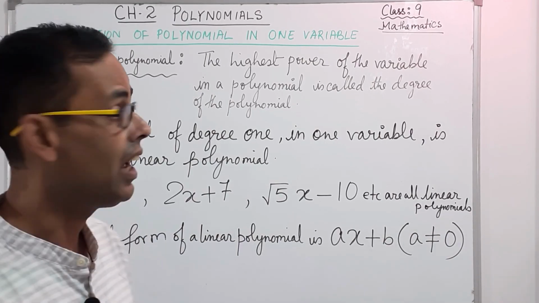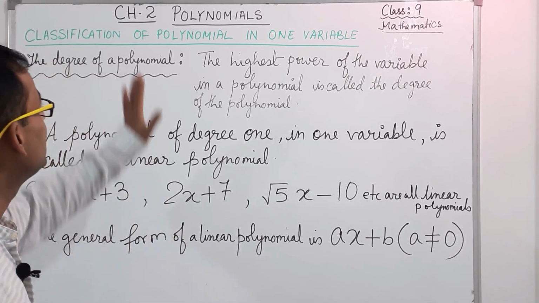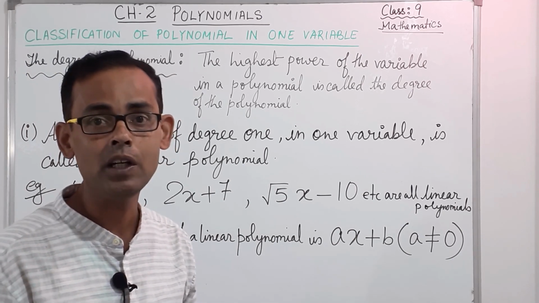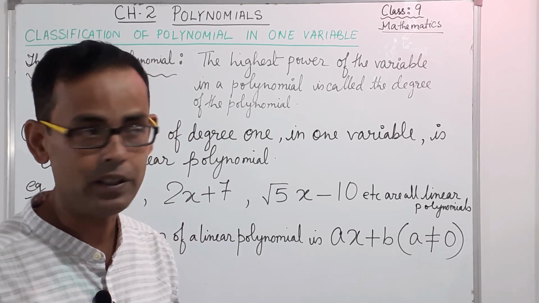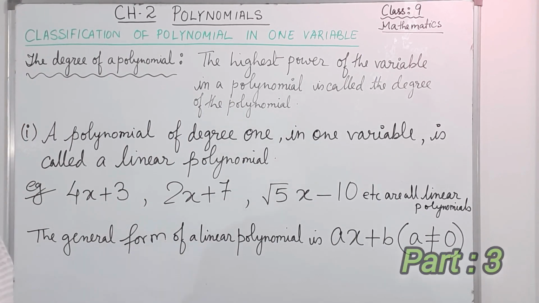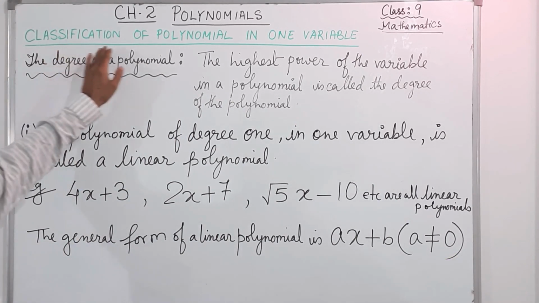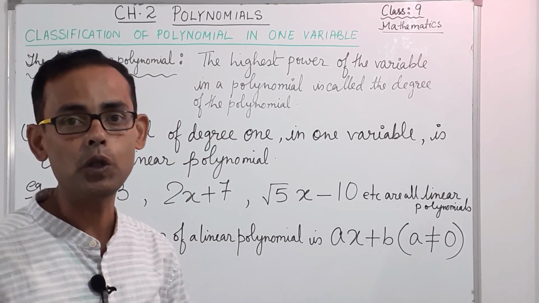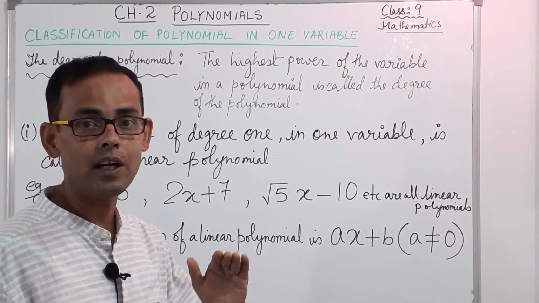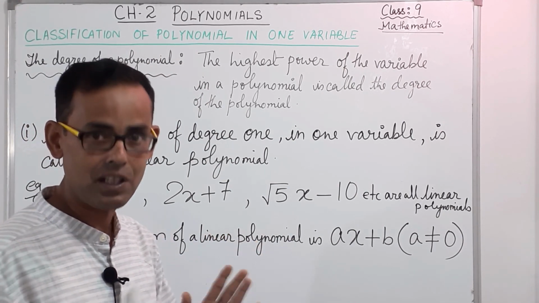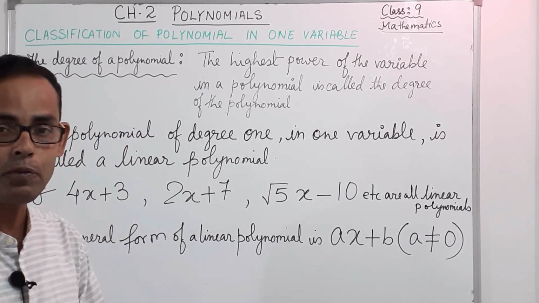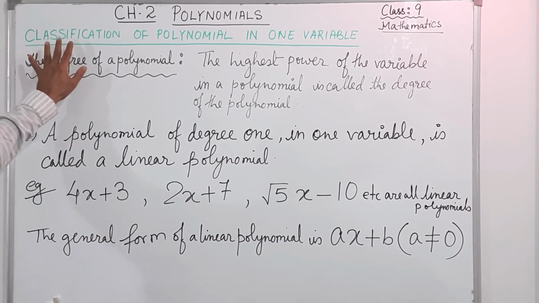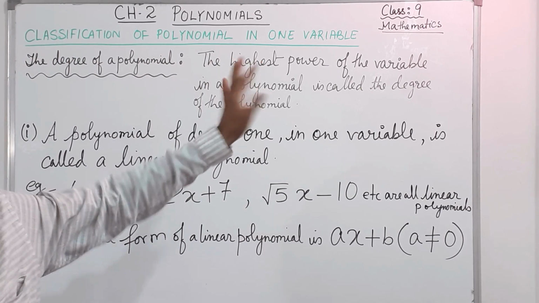Now in today's class we are going to study Chapter 2 Polynomials, and this is a continuing class going on, and today's part is part 3. So today we are going to understand classification of polynomial in one variable. As I have told you in my previous video that we are going to solve exercise sums. Yes, today only we are going to solve. But before solving, a little bit is left out, that we will understand classification of polynomial in one variable.